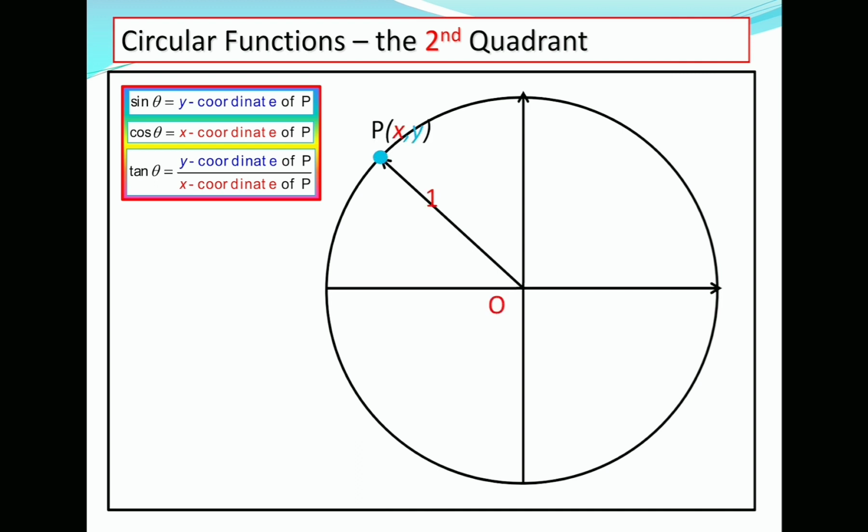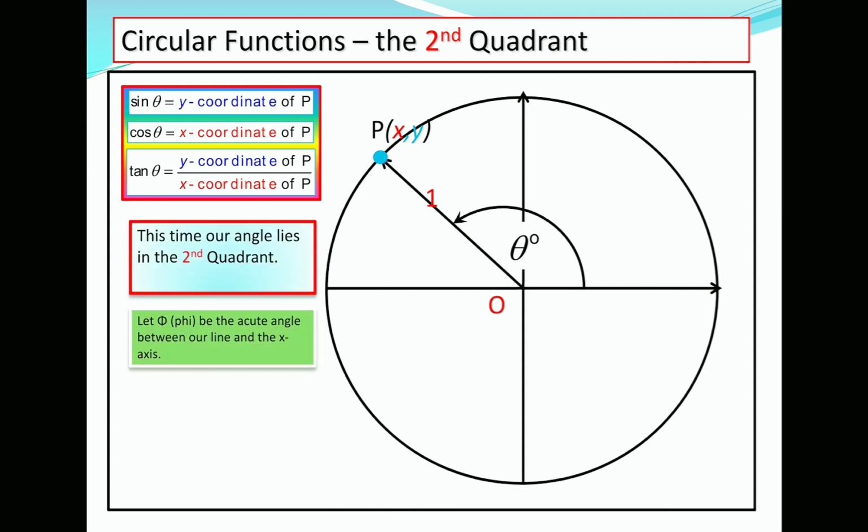In the first quadrant, all were positive. In the second quadrant, you will see, let's say this is theta degrees, and theta is obtuse, which is greater than 90 degrees. Let phi be an acute angle between our line and the x-axis. It can be taken from the negative x-axis as well as from the positive x-axis. So this is the acute angle from the x-axis. In this case, this angle is phi.